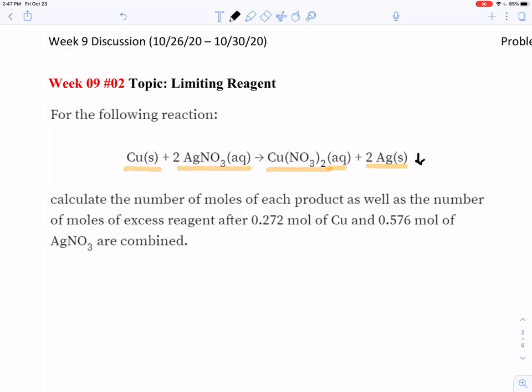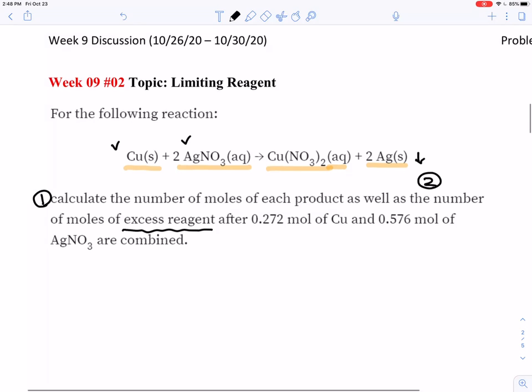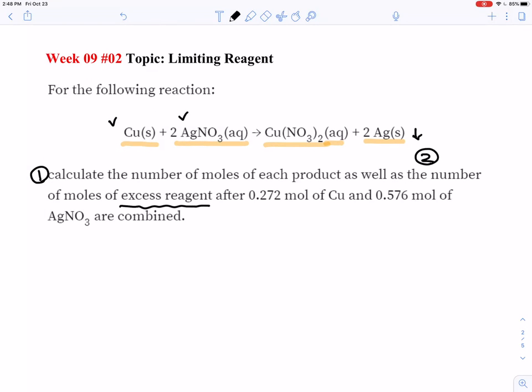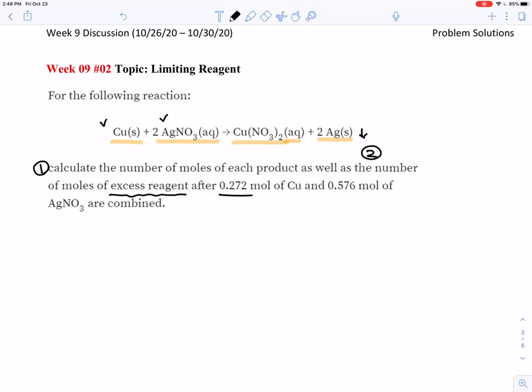So that's the reaction. We are considering the copper and the silver nitrate, those are the two compounds, and then we calculate the number of moles of each product, as well as the number of moles of excess agent. So which one is supplied in excess? We are talking about 0.272 moles of copper and 0.576 moles of silver nitrate.